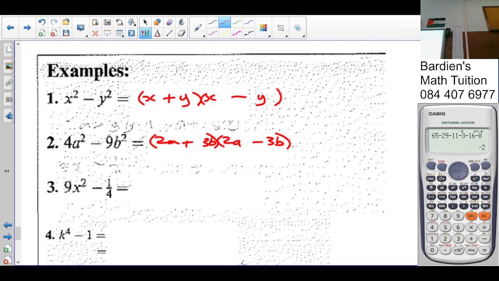Let's look at the next one. What's the square root of 9x squared? 3x. What's the square root of a quarter? And yes, there is a minus between them. The one plus, one minus: the square root of 9x squared is 3x. The square root of a quarter is a half. Okay. Right. Let's look at the next one.